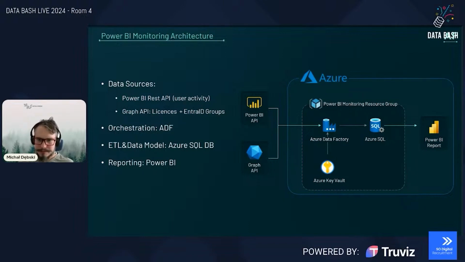So all the dependencies: in which workspace a particular semantic model is located, which workspace a particular report is located, what kind of semantic model is behind it, etc. And also the access of the people or the groups to the given Power BI objects.